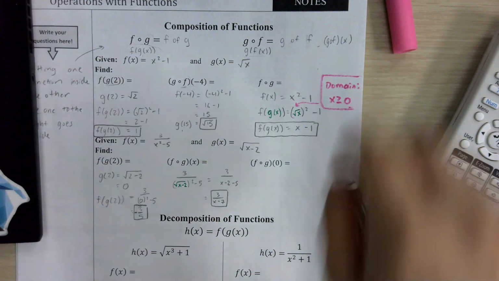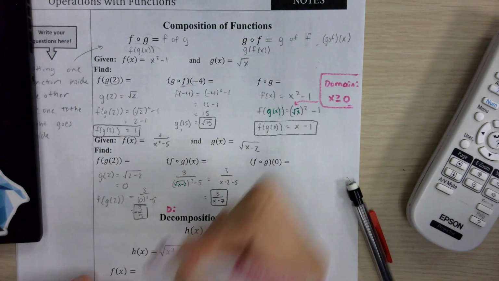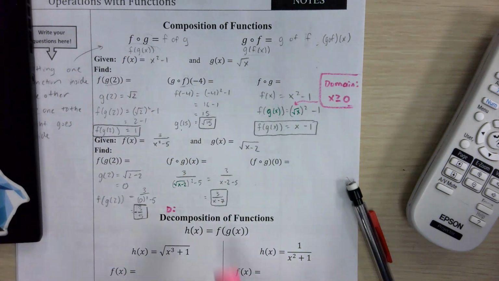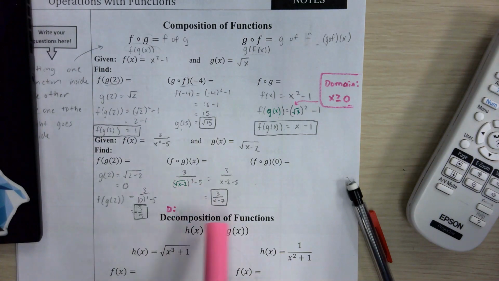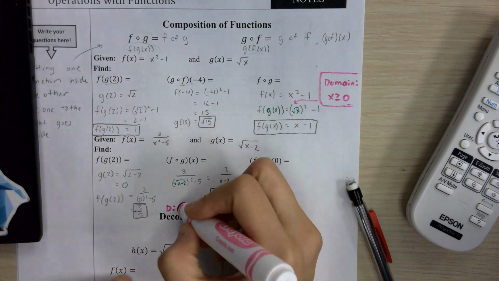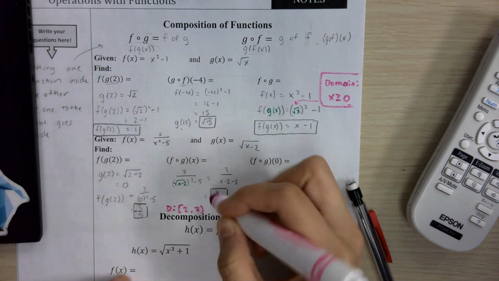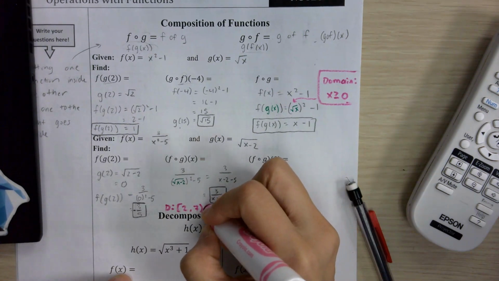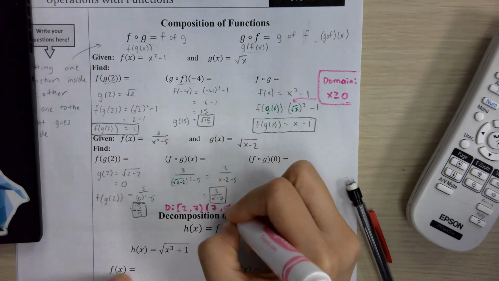And then our domain is, we can't have this thing negative in here, and we can't have this equal 7 because we can't have a 0 on the bottom of a fraction. So our domain is going to be 2 to 7 and 7 to infinity.